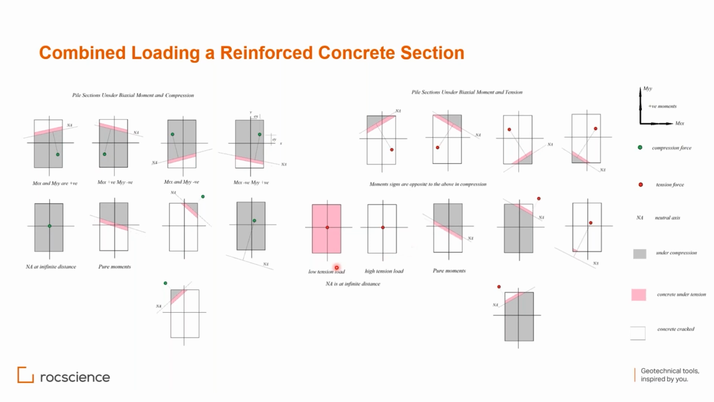For example, if you have a concentrated load in the middle, no moments. So where is the neutral axis? The neutral axis is at an infinite distance. So how does the program account for this one? There's of course a method for this. We also limit the maximum distance of the neutral axis to a multiple of the dimension of the section. The same happens here for the tension.